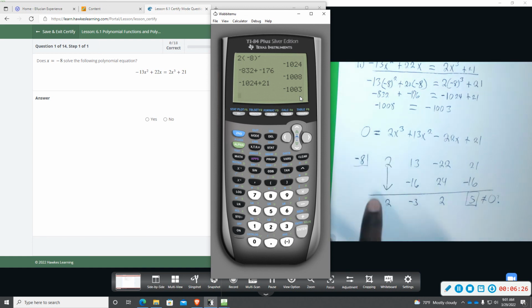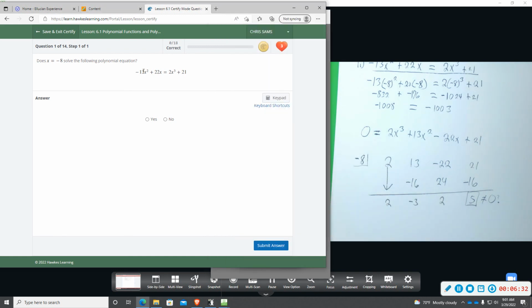So I think this is a little bit easier than the other method. Anyway, I didn't really have to use a calculator to solve that one at all. So does negative 8 solve this one? We're going to say no.